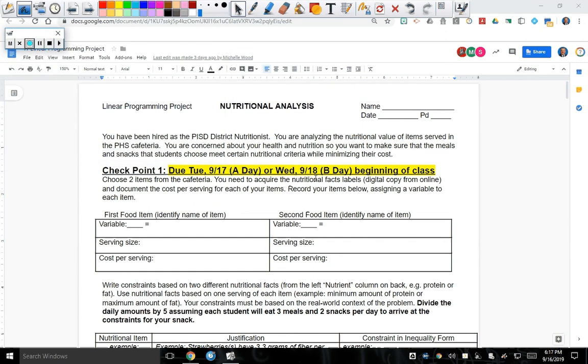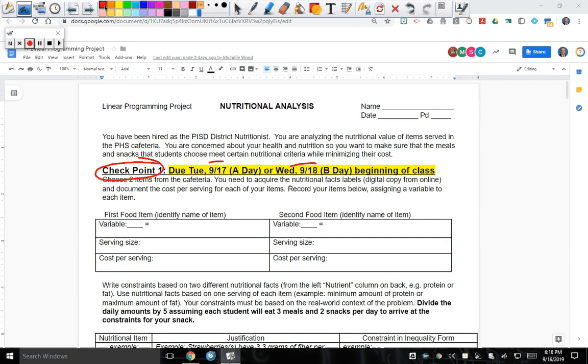Alright guys, I decided to record this video again to show you basically the overview of the performance task, okay? So here's the performance task. First of all, checkpoint 1, if you check the calendar, for A Day will be due on the 17th and B Day will be due this Wednesday on the 18th at the beginning of class, okay? So please be ready to turn this in because I will not accept it late.